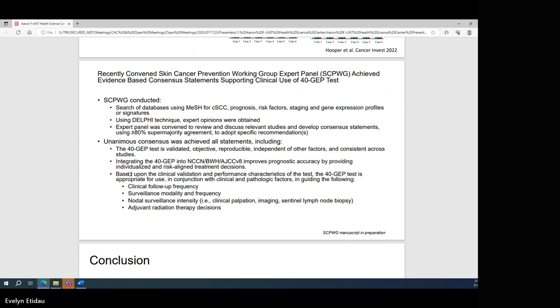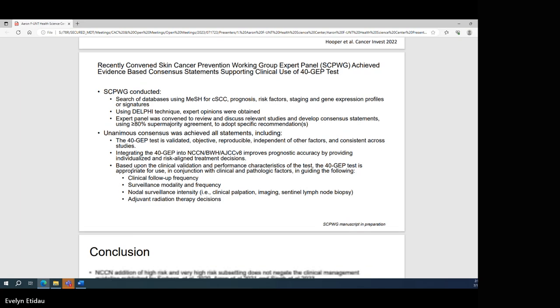All right, on this last slide, covering specific data reviews for the final LCD, I just wanted to highlight another recent manuscript. It's in final preparation, so it's not out there yet, that I was part of, coming from the Skin Cancer Prevention Working Group, which is a group of dermatologists who have all spent at least one additional year in fellowship focused entirely on skin cancer. And this expert panel achieved evidence-based consensus statements supporting the clinical use of the 40 GEP test, after a structured review of all the published literature, both in squamous cell management in general and also the recently developed molecular test, particularly the 40 GEP. And we'll gladly send you this manuscript once it's reviewed. Next slide, please.